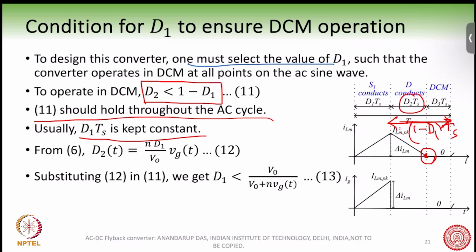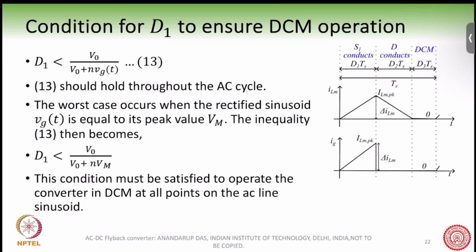So therefore, we can say that d2, and again, we have seen from equation 6, we have to go back to one of the equations. The expression for d2 is n d1 by v0 into vg(t). And so we can find out that d1 should be less than v0 by (v0 plus n vg(t)). So from the terminal quantities, v output, n and vg, we should say that d1 should be less than this. Okay. But now you can see that the value of vg(t) is changing, right?